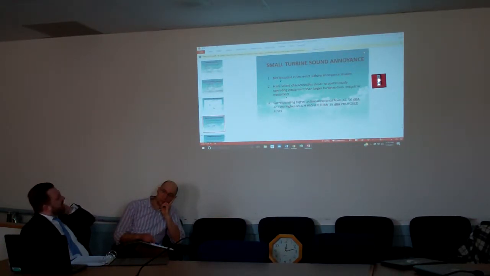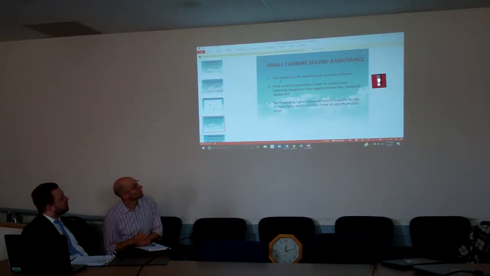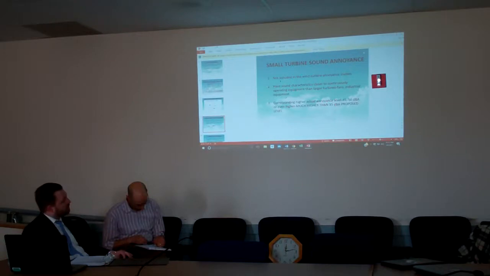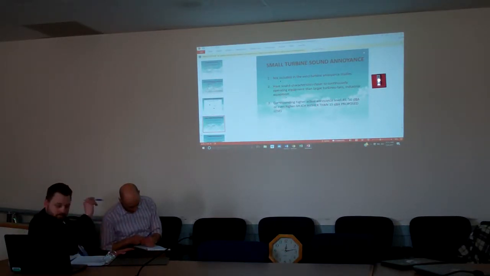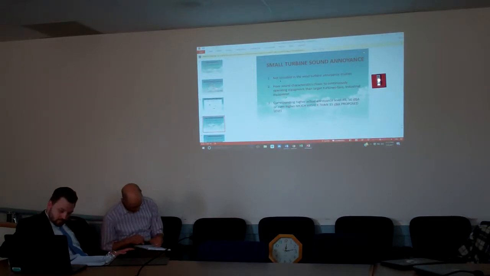So, in conclusion, or close to conclusion, small turbine sound noise is not included in wind turbine noise studies. The sound characteristics are closer to continuously operating equipment than larger turbines because they spin faster, they don't have much amplitude modulation, and they don't have the infrasound. So the actual noise curve is going to shift closer to that of continuously operating equipment.